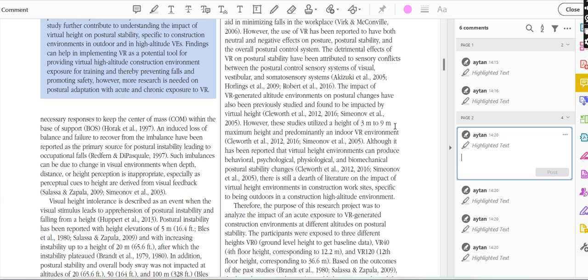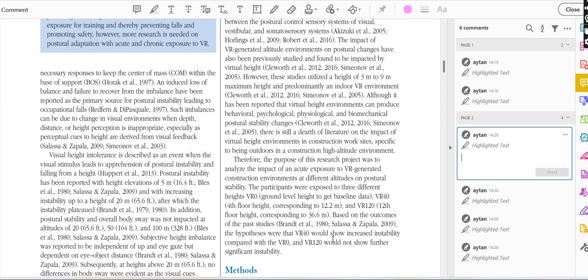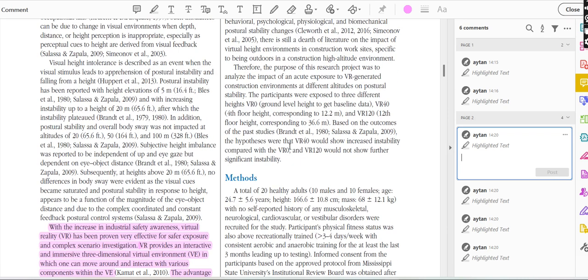Therefore, the purpose of this research project was to analyze the impact of an acute exposure to VR-generated construction environments at different altitudes on postural stability. The participants were exposed to 3 different heights: VR0, VR40, and VR120. Based on the outcomes of past studies, the hypotheses were that VR40 would show increased instability compared with the VR0, and VR120 would not show further significant instability.